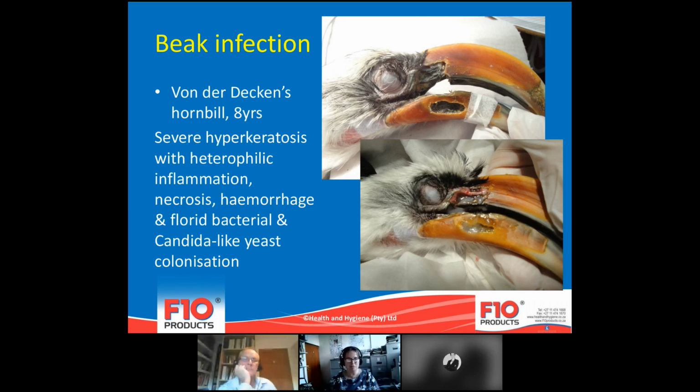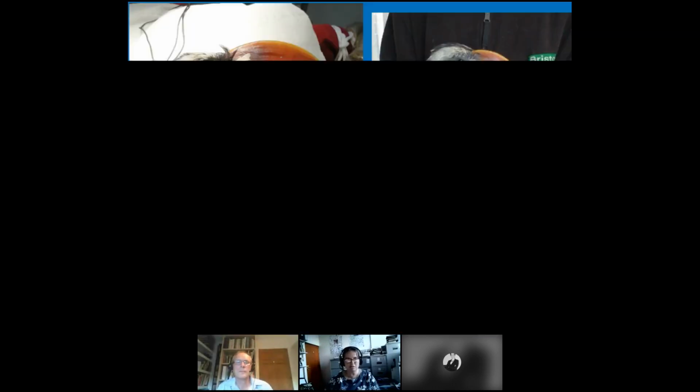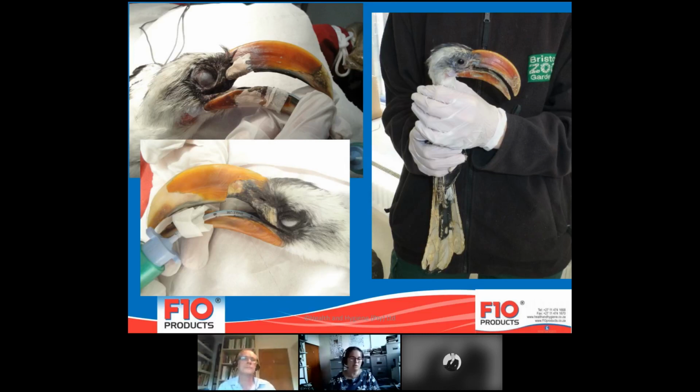So we took some samples for histo and culture and sensitivity. So you can see the results there. It was necrotic, severe hyperkeratosis, and this was a candida-like infection. So what we did is we debrided it as best we could. The bottom picture here, actually, we've put some F10 wound ointment into it, and we hospitalized this bird initially. So we were cleaning this out regularly, applying the F10 ointment. This bird was also on itraconazole.